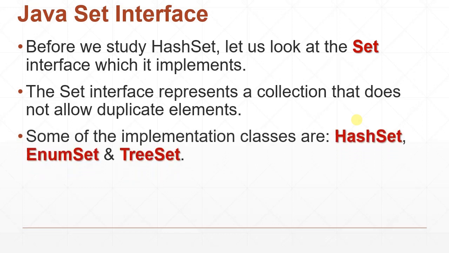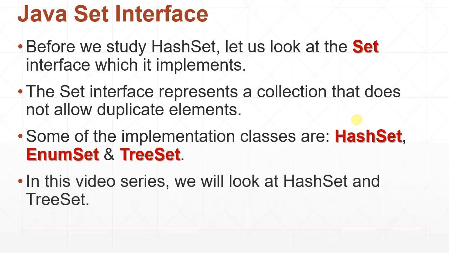Some of the implementation classes are HashSet, EnumSet and TreeSet. These Java collections implement the set interface. That means elements stored in HashSet, EnumSet and TreeSet do not allow duplicate entries. In this video series, we will look at HashSet and TreeSet. And in this present video we are going to look at HashSet.